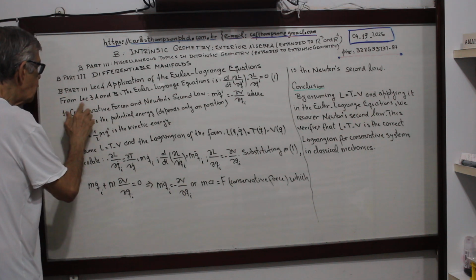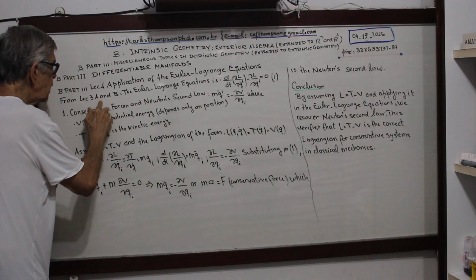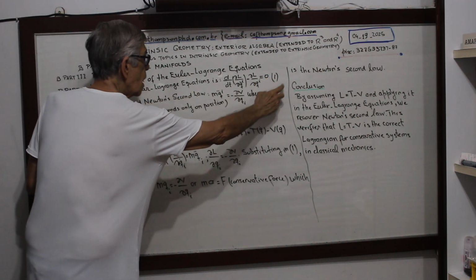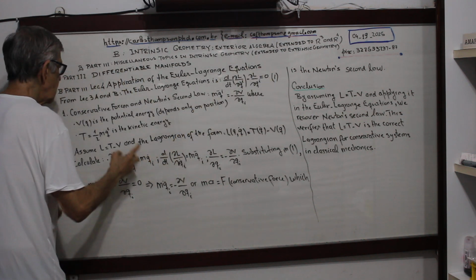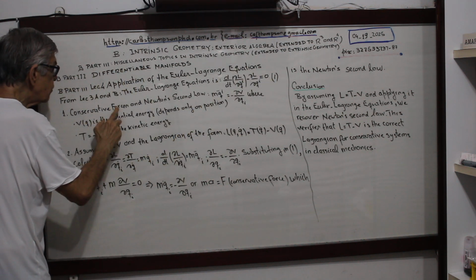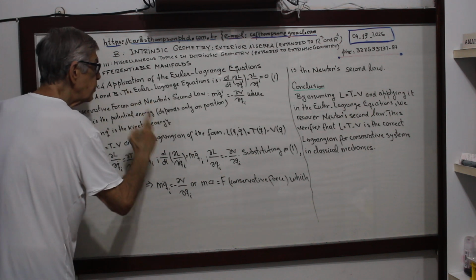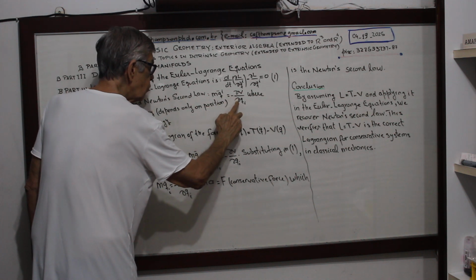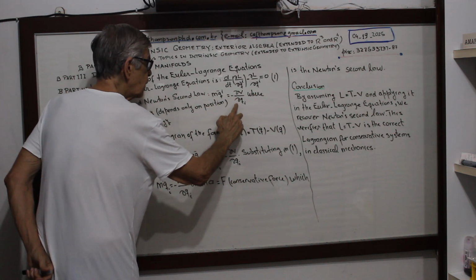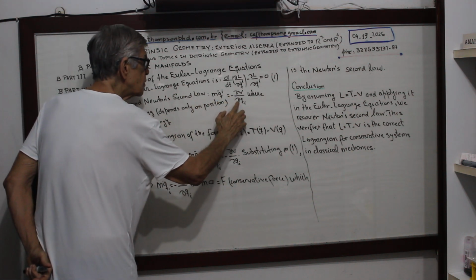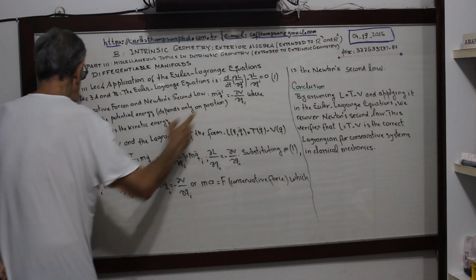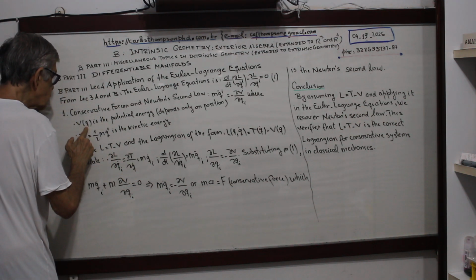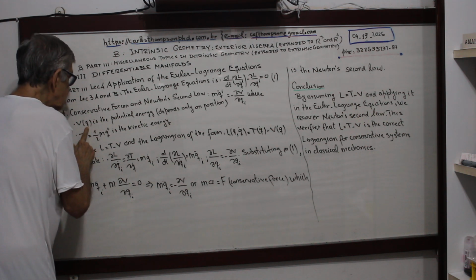Now, from lectures 3A and 3B, the Euler-Lagrange equations are this one. I call this equation 1. Now, conservative force and Newton's second law. This is mass times acceleration. This is equal to force. And the hypothesis is that this force is conservative.